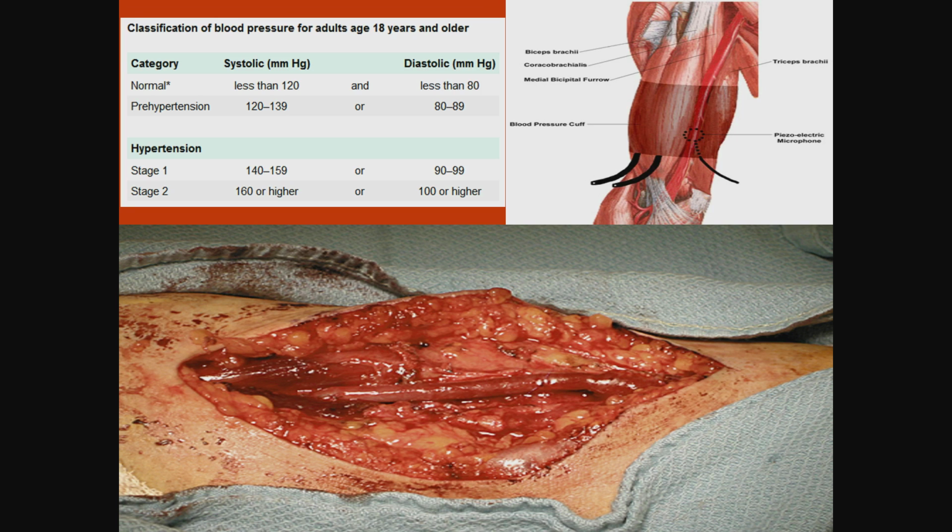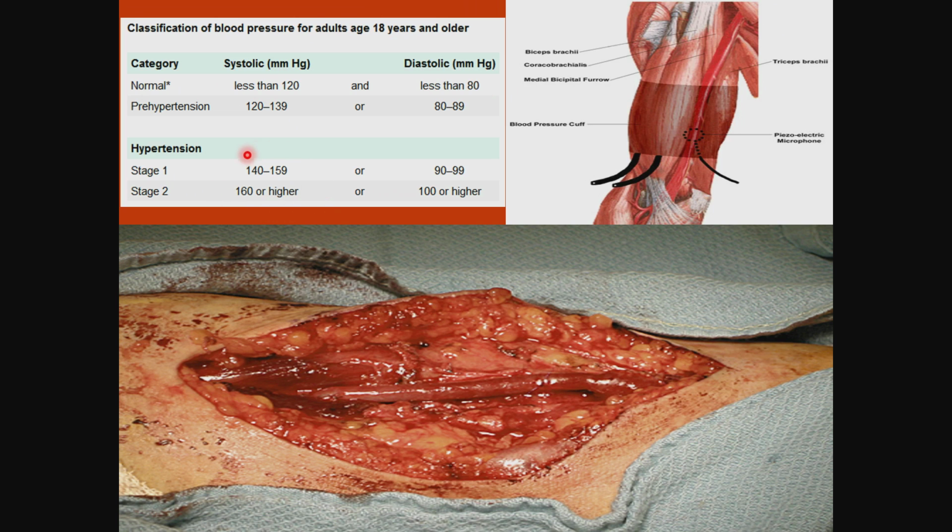So the classification of blood pressure for adults, and that would be 18 years and older, is a normal systolic number is supposed to be below 120. Okay, it used to be that 120 over 80 was the average, but actually now 120 over 80 is pre-hypertensive, and I'll tell you about that in a second. You want your diastolic number, the bottom number, to be below 80. Okay, pre-hypertensive, like I said, is 120 to 139. And then diastolic 80 to 90.